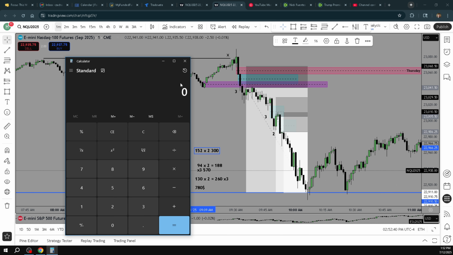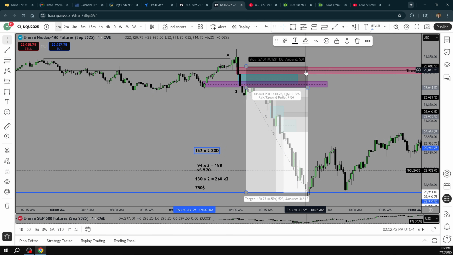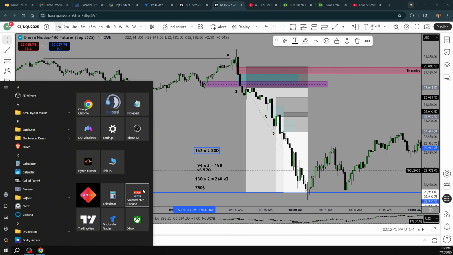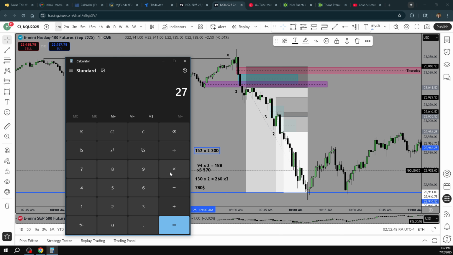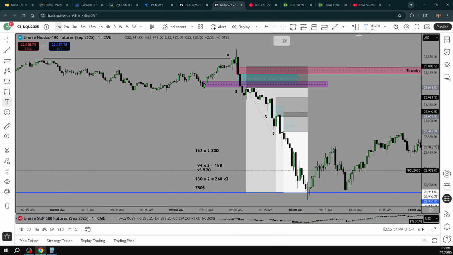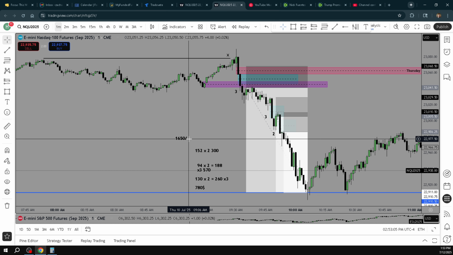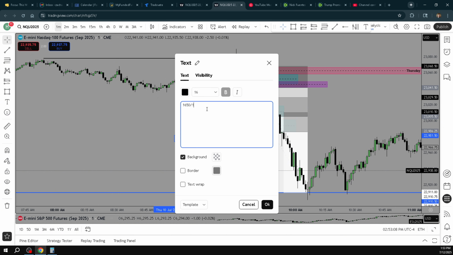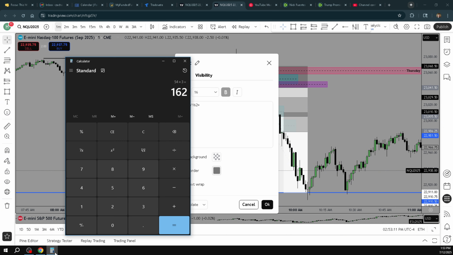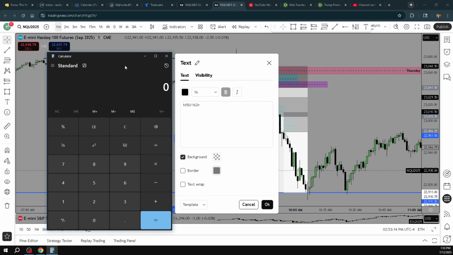Now let's look at the risk to reward, which is really going to blow your mind. So the first trade is the maximum risk. So 27 points times 2 for the micro, $54. We took 3 contracts. So we risked 162 and we made 1650. 1650 profit divided by the risk, 162, equals 10R.